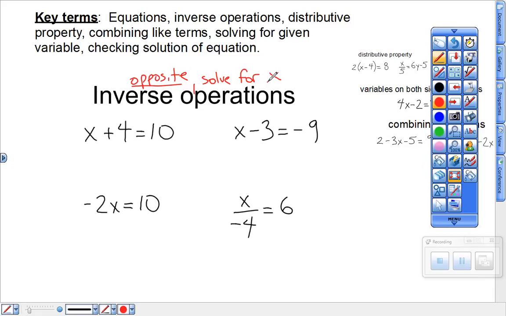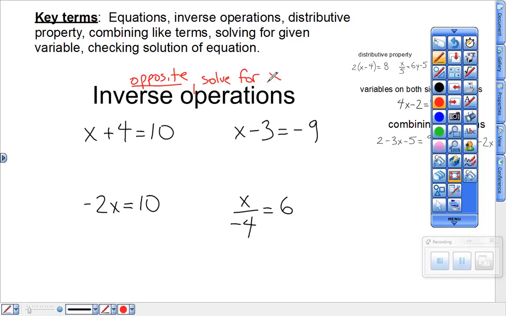show the work. So obviously the opposite of adding is subtracting, the opposite of subtracting is adding, the opposite of multiplying is dividing, and the opposite of dividing is multiplying. So these problems show all 4 operations. The opposite of adding 4 is subtracting 4. The opposite of subtracting 3 is adding 3.